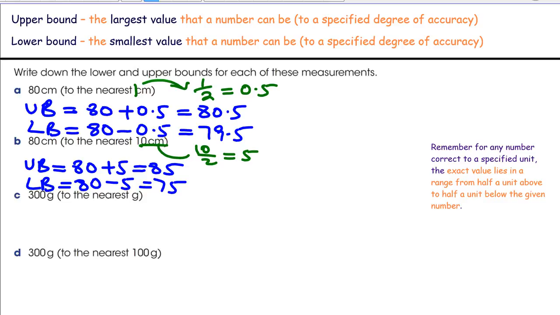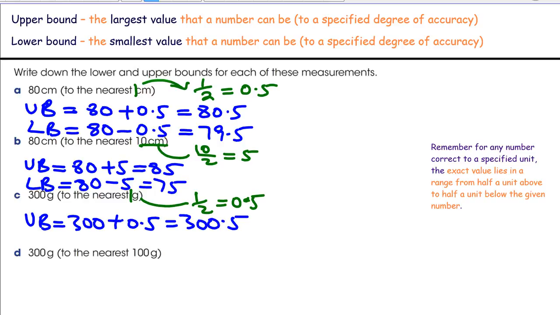Next question, 300 grams, the nearest gram. So if you have the nearest gram, just write 1 gram. Okay, 1 gram. It's the nearest gram. So that will be 1 divided by 2, which is 0.5. So the upper bound will be 300 plus 0.5, which is 300.5. Lower bound will be 300 minus 0.5, which will be 299.5.